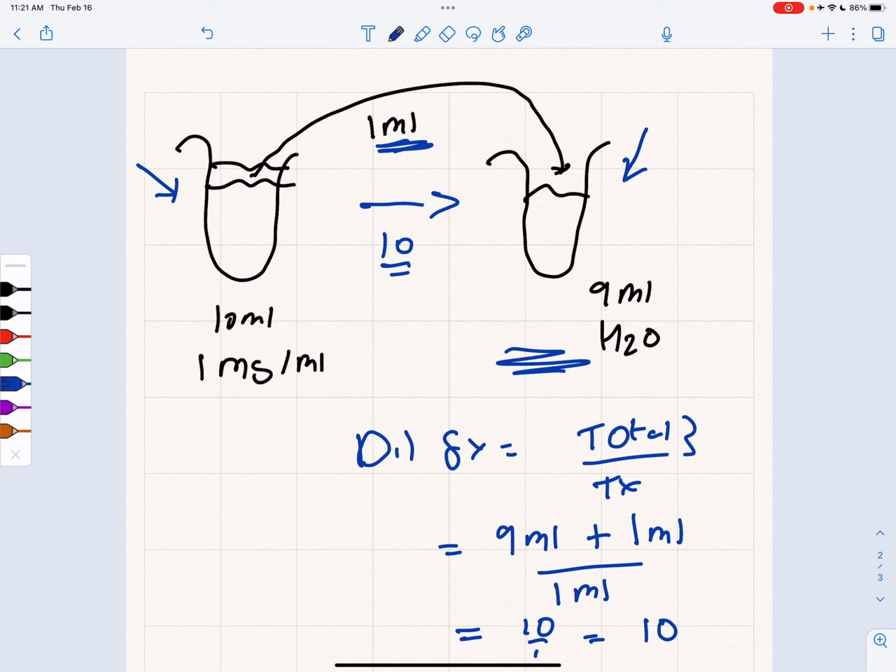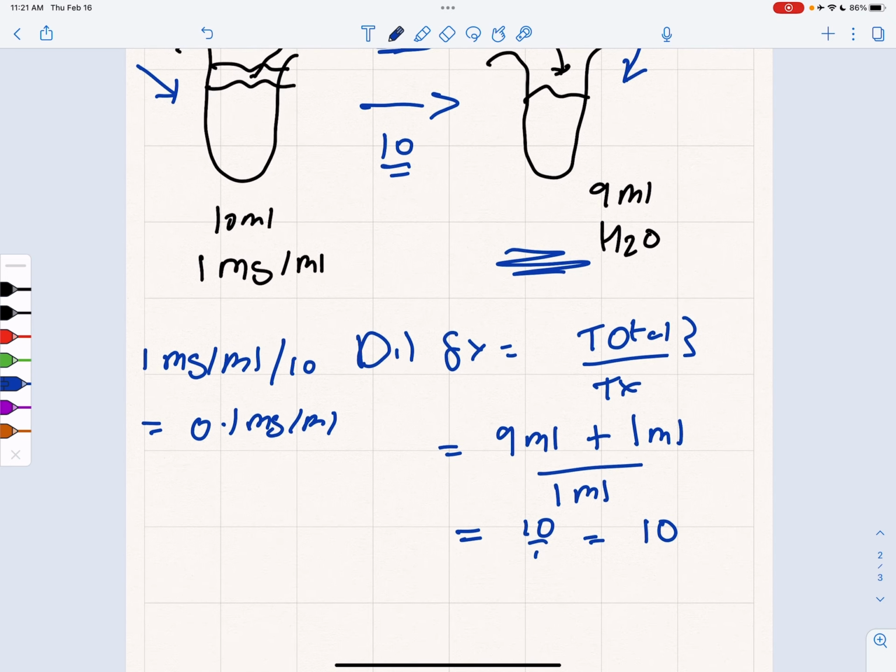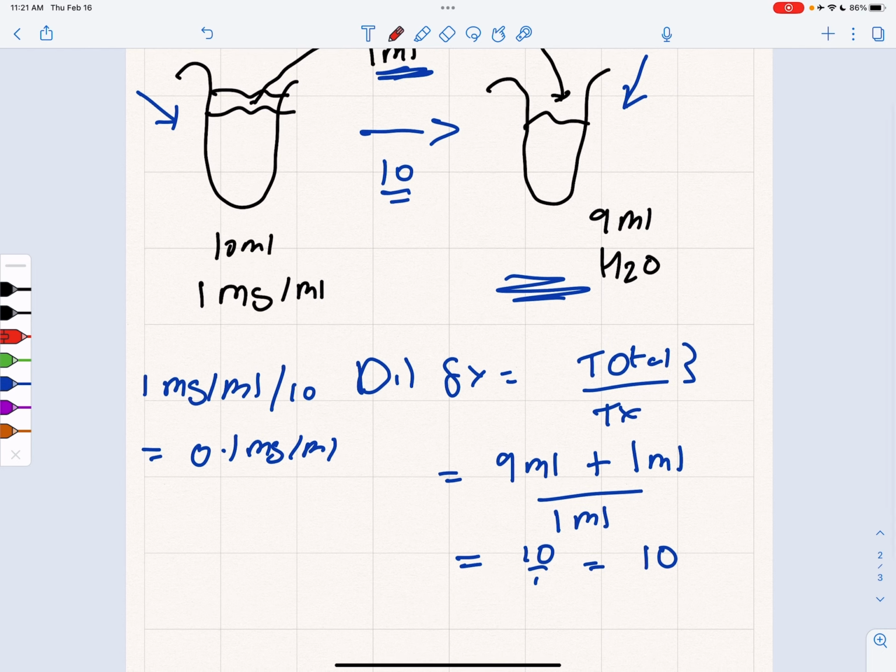And quickly we can calculate that out. If we want to know the concentration here, it's going to be 1 milligram per milliliter divided by 10, which is going to give us 0.1 milligrams per milliliter. So this new volume is going to be 0.1 milligrams per milliliter. Anytime you have to calculate the concentration of a dilutant, first thing you need to do is calculate the dilution factor, and then divide by the dilution factor. So if this was a 100-fold dilution, then you would divide by 100.